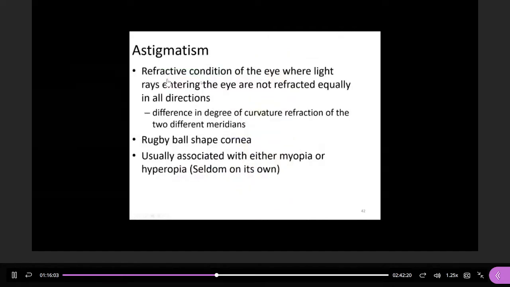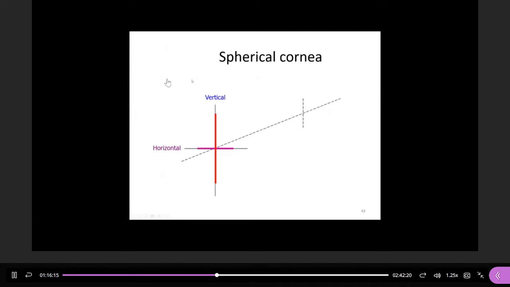So astigmatism is a condition where light entering the eye is not equal. This is important: not equal in all directions. How do we understand that? Here, I made a movie and some cosmic. Here are all the meridians, or all the axes of the eyeball. We can separate them into two. One is horizontal, one is vertical, right?